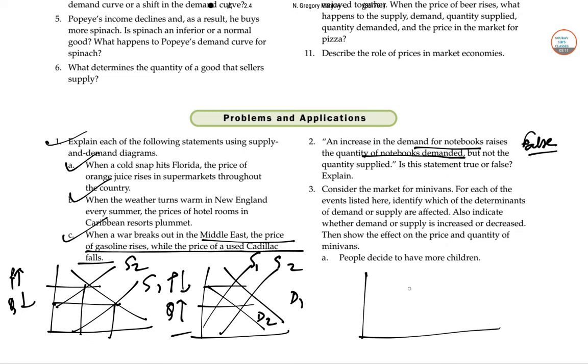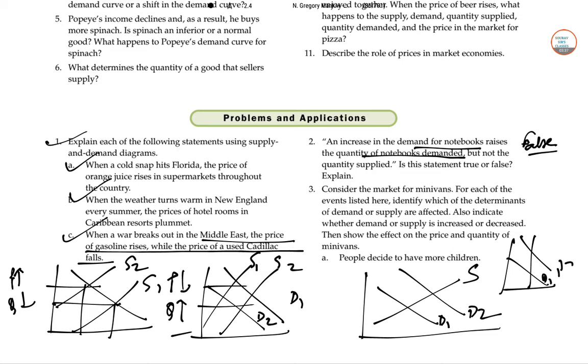Let me draw a diagram: S, D1, D2, with quantity of notebooks and price of notebooks. An increase in the demand for notebooks results in an increased quantity supplied, and the only way the statement would be true is if the supply curve was a vertical line. As supply is not a vertical line, the statement is false. If supply were vertical, the story would be different, but in this case it is not happening.